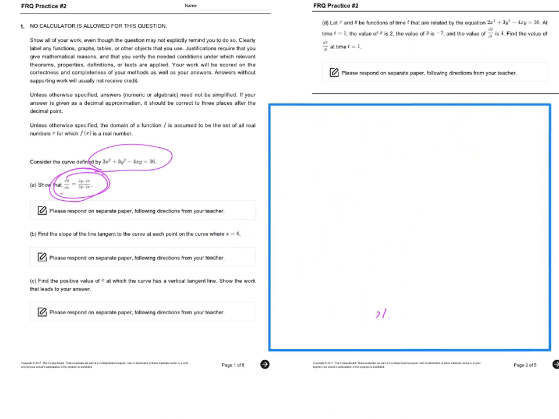All right, let's look at part C. What does he have us do? Part C says, find the positive value of x at which the curve has a vertical tangent line. Show the work that leads to your answer. Again, a vertical tangent, what you should be thinking in your head, is when the derivative is undefined, which means if you have a fraction, the bottom has to be 0.